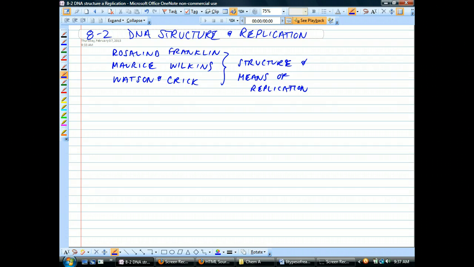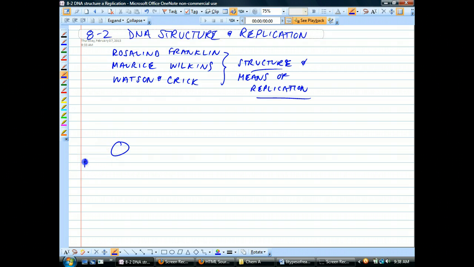Because your genes, in order to get passed on to your children, have to be copied. And this is interphase in mitosis. Well, that's when they get passed on to other cells. We're gonna learn about how they get passed on to your offspring in the next unit. But for now, we're gonna focus on structure and replication. So structure, all right?